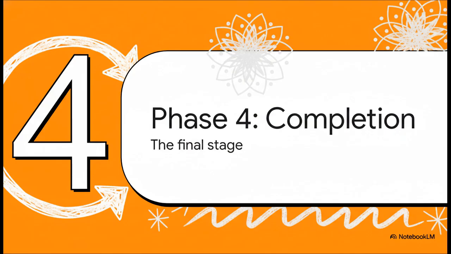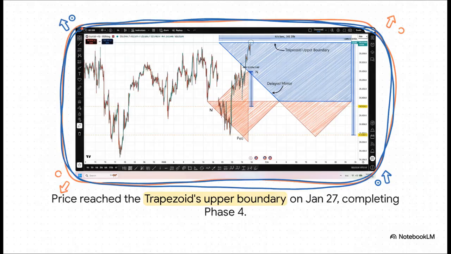And that brings us to the final stage of the whole sequence. We've arrived at Phase 4, the cycle's completion. And here it is, the grand finale. On January 27th, we can see the price pushed up and reach the upper boundary of that trapezoid structure. That event officially completed Phase 4, bringing this entire cycle to a close.